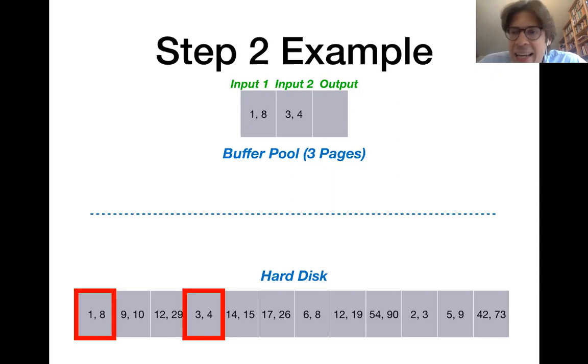Now I identify the smallest entry in my buffer pool, and that would currently be 1. So I'm copying that entry to the output buffer and erasing it from the corresponding input buffer. This is what I have done now. Now the next smallest entry would be entry number 3 over here. So I'm copying that to the output buffer and erasing it from the corresponding buffer. Now at this point, my output buffer has become full. So here I assume that I can only fit 2 entries on each of those pages.